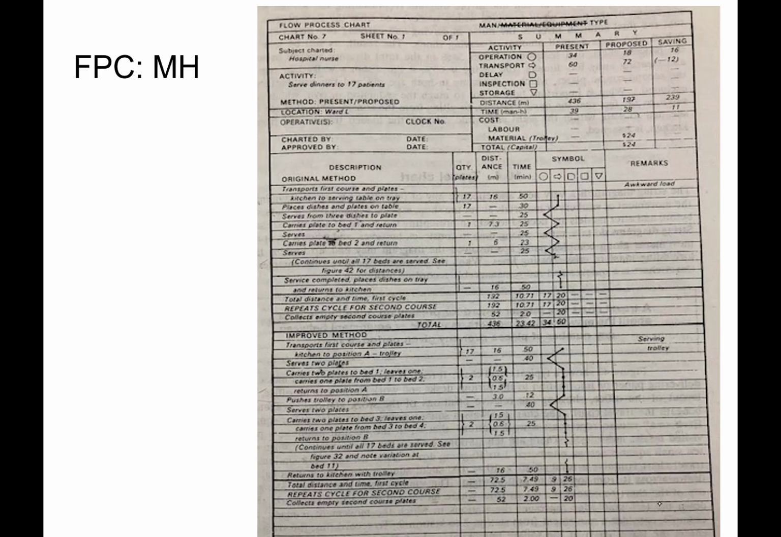So what it involves, like the flow process chart, man type: the number of operations is 34 in the present way of doing things, and the number of transports is 60. There are no other things. The distance traveled is 436 meters, and the time taken is 39 minutes. So this is the existing way of doing things.